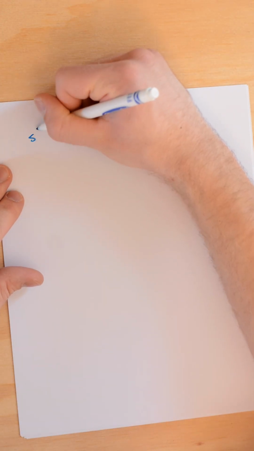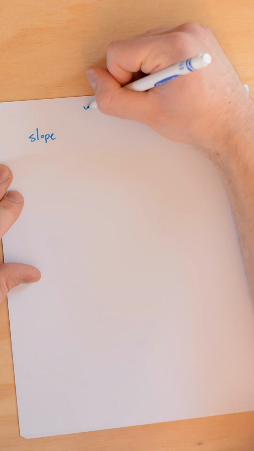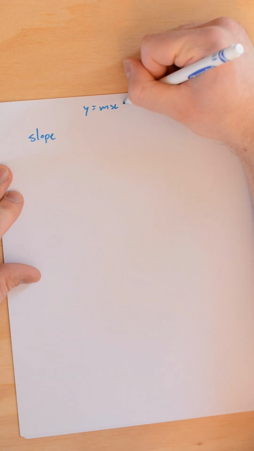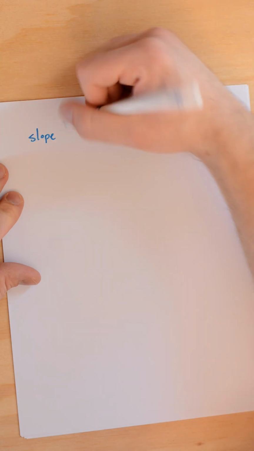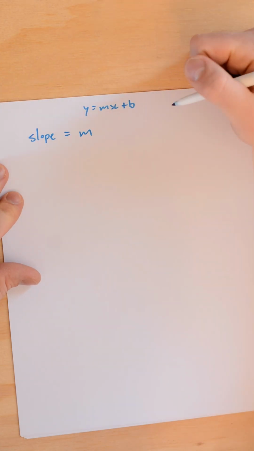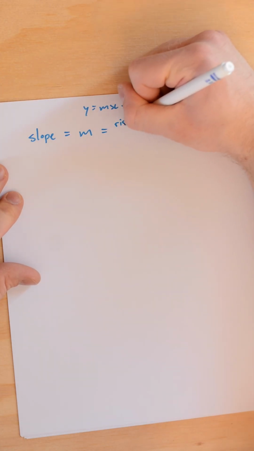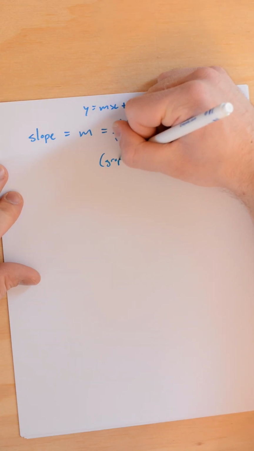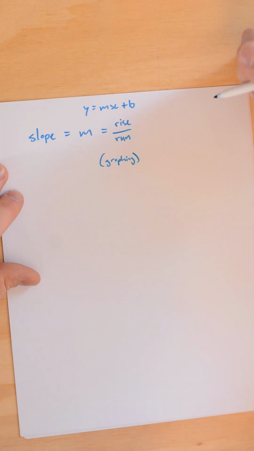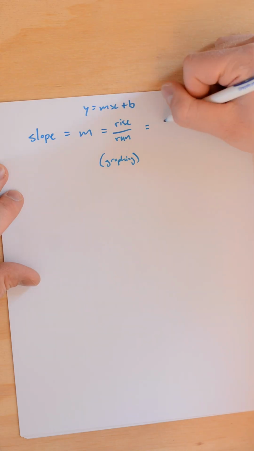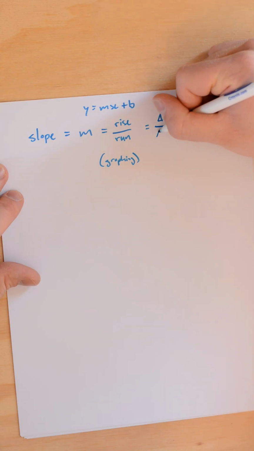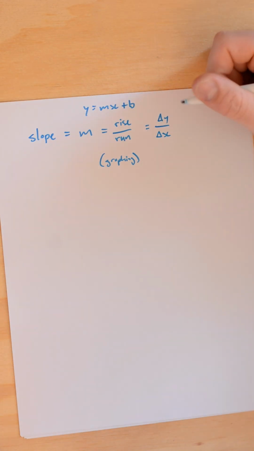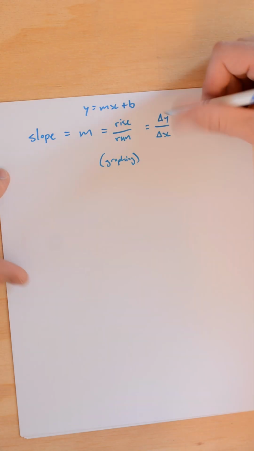So slope, we have y equals mx plus b. Slope is the m in this guy. We've also said it's the rise over run, which is most useful to us when we're graphing, when we have an actual graph we can look at. It's also equal to the change in y over change in x. That's another way that we can refer to slope as a rate of change.